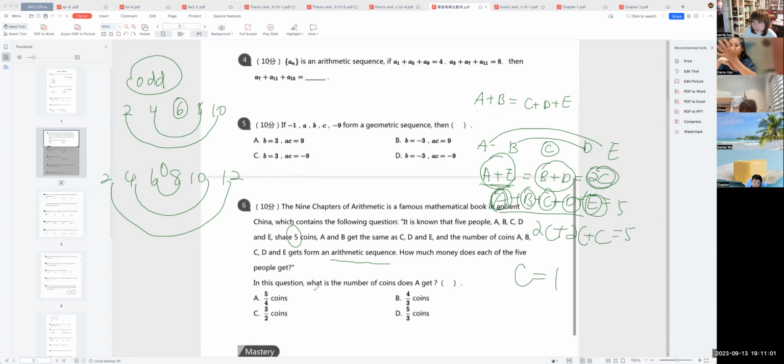But we want to know what A has, right? So if C is 1, we know B plus D equals 2, and this one. But we need to have something like that. So A plus B equals 1 plus D plus E. Do we have one?